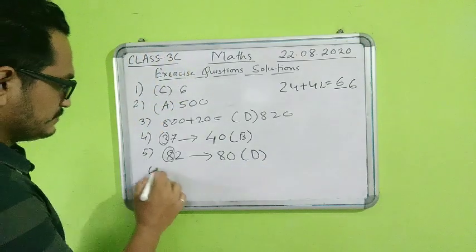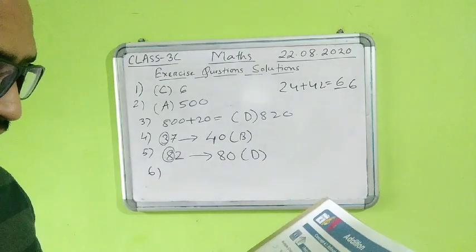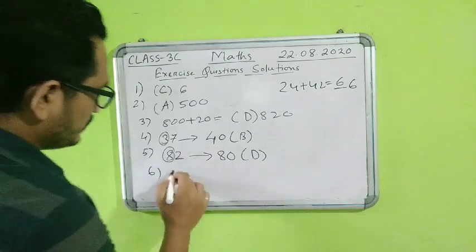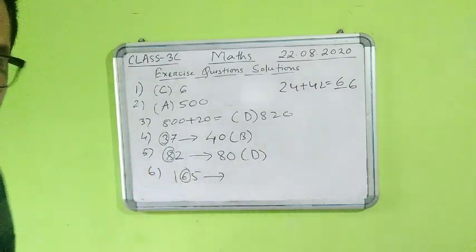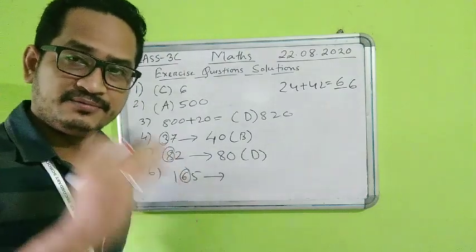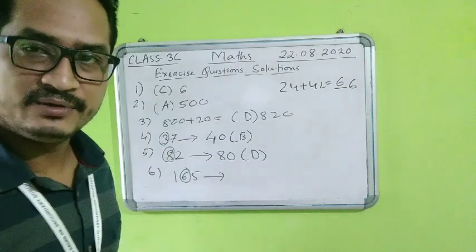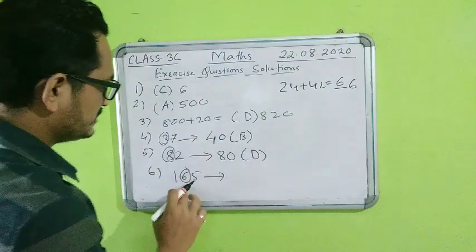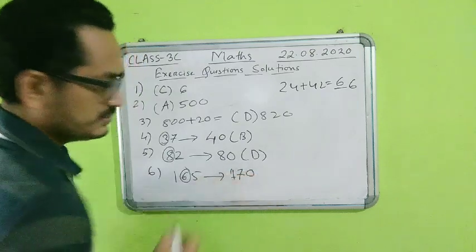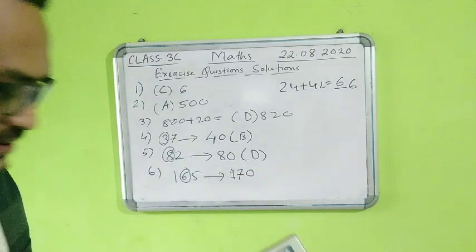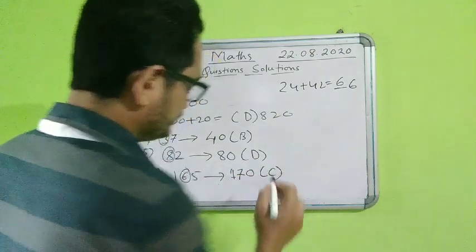Number 6. The value of 165 rounded to the nearest tens. Again, 165, if we round off, this is the tens place. Now on the right hand side, what is there? 5. When it is 5 or greater than 5, we need to add 1. So 6 plus 1 will be 7. The 1 will remain 1 and this 5 will become 0. So the answer is 170, option number C.